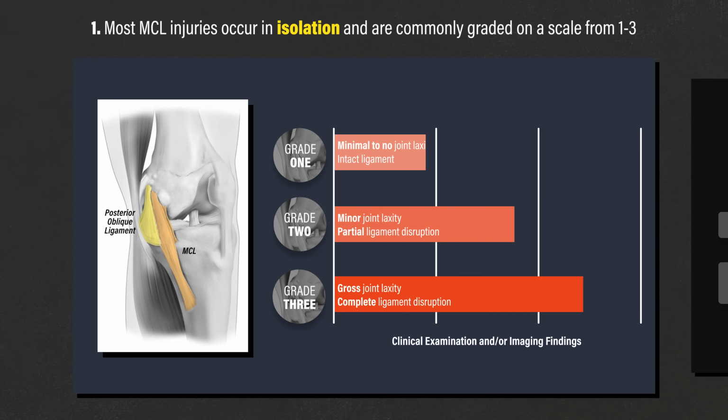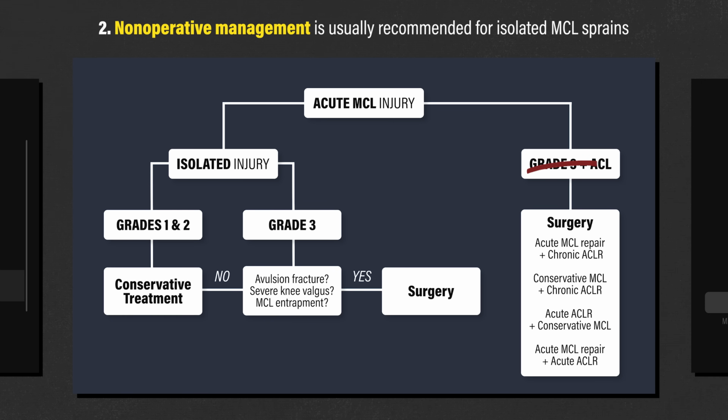I know there's a lot of information packed into this video, so let me summarize by providing you with the 6 main takeaways. 1. Most MCL injuries occur in isolation and are commonly graded on a scale from 1 to 3. 2. Assuming another knee ligament like the ACL is not involved, non-operative management is usually recommended as the first line of treatment regardless of severity.